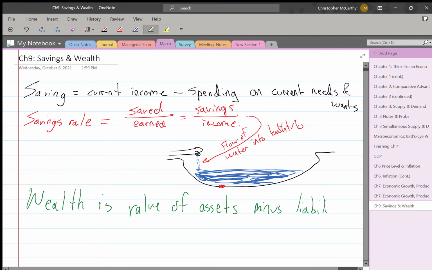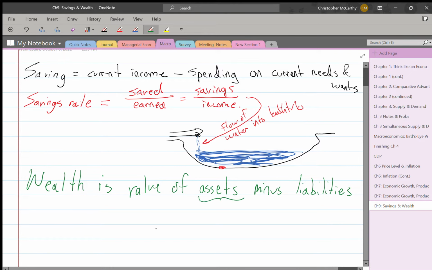So we'll go over what each one of these things is in a second. Assets, this is just anything that one owns. So my shoes, right?